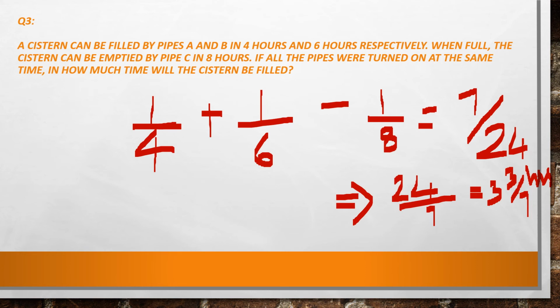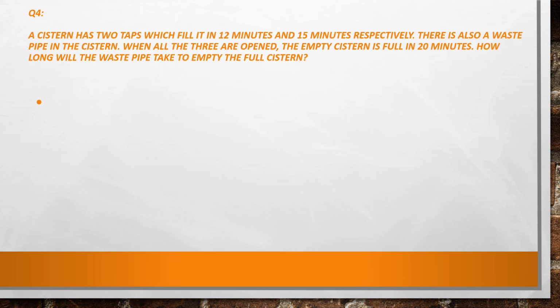Now coming to the next question. Next question is, a cistern has 2 taps which fill it in 12 minutes and 15 minutes respectively. There is also a waste pipe in the cistern. When all the 3 are open, the empty cistern is full in 20 minutes. How long will it take for the waste pipe to empty the full cistern? Again, the same method, same things. You just have to find out the reciprocal and get the answer.